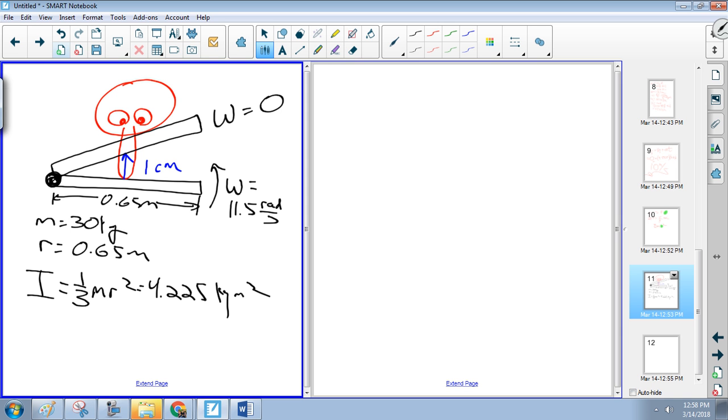All right, and the question wants to know how much force does Mitch's nose exert on the door? All right, and the important thing to notice is that this force is not being exerted at the outside edge of the door. It's being exerted here, at the center of the door.